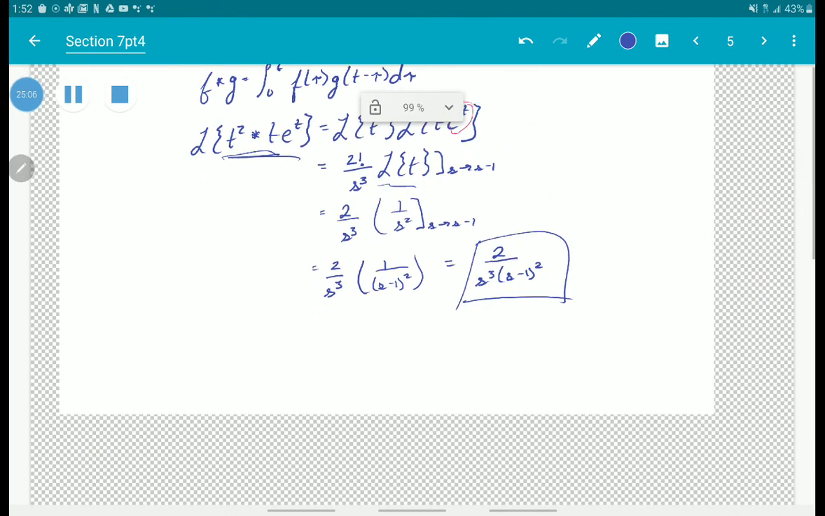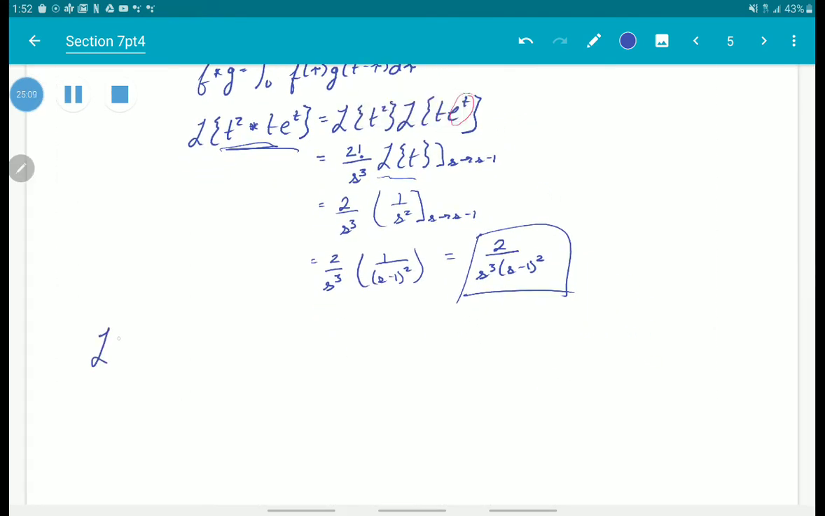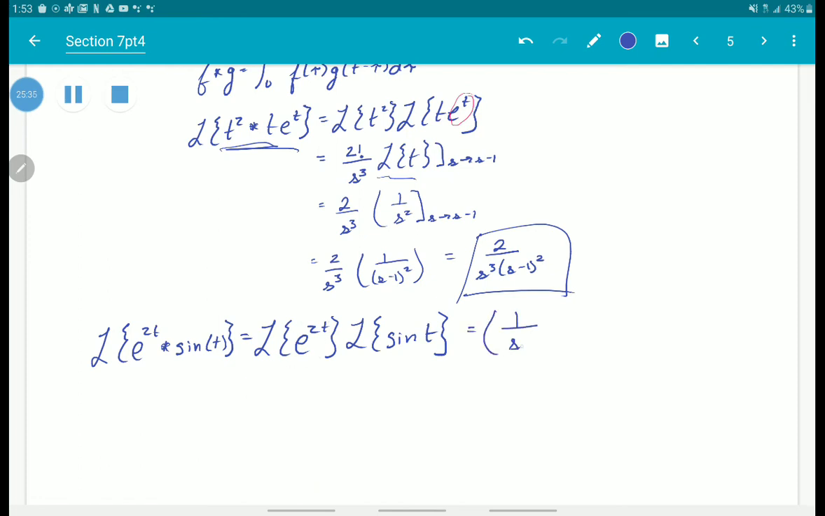So let's do another one. Let's say we wanted to find the Laplace of e to the 2t convoluted with sine of t. If we want to take the Laplace of that convolution, it's really just the Laplace of those two. We're going to multiply those Laplaces together. So then e to the 2t, if we were to find the Laplace, is 1 over s minus 2. Sine of t, if we were to find the Laplace, is 1 over s squared plus 1, squared, which is 1. So there's our final answer.